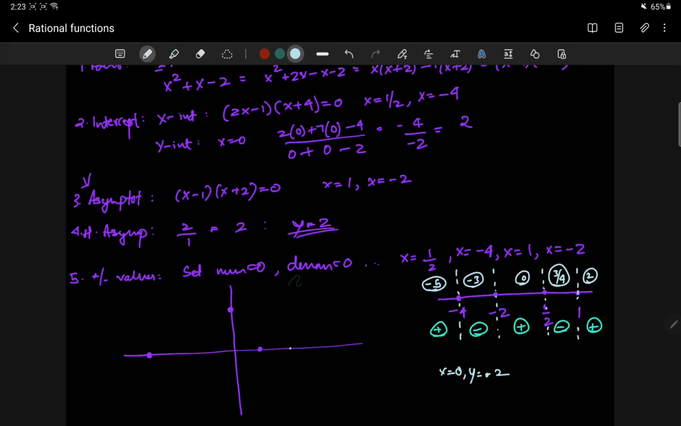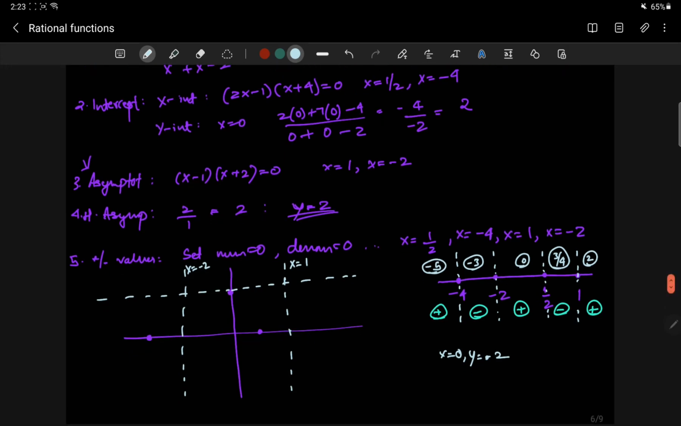So an asymptote at 1, an asymptote at -2. So I have x equals 1, x equals -2. Horizontal asymptote at y equals 2, which is also the y-intercept. All right, what else do we know? We know this point is x equals -4, and this is x equals 1/2.